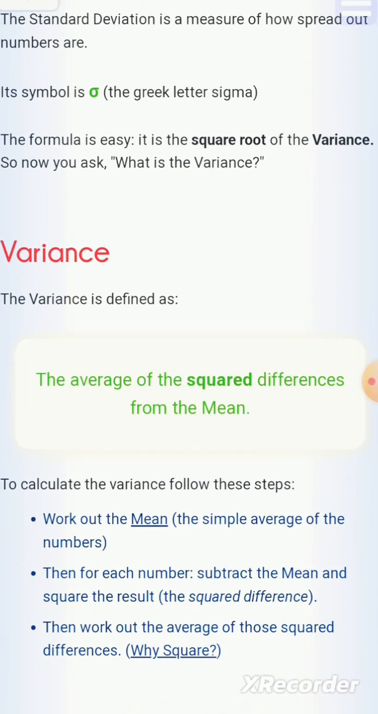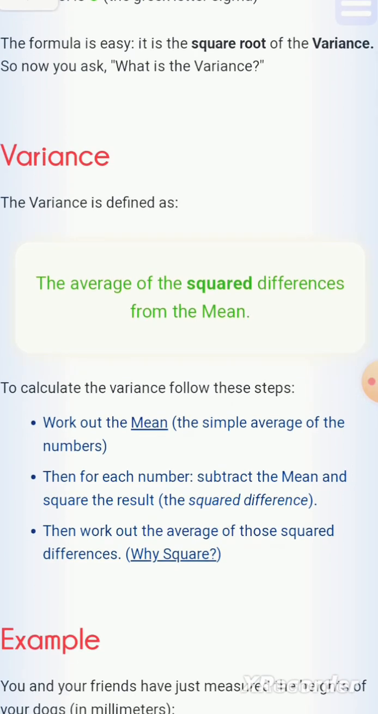What is variance? The variance is defined as the average of squared differences from the mean. The average of the squared differences from the mean is the variance. How do we calculate that? Well, here's how we do that. First step is take your numbers in your data set, add them up, and take the average or the mean. So if you have 5 numbers in your data set, you're going to add those 5 numbers up and divide by the number of numbers, which is 5, to find the mean or the simple average of your numbers.